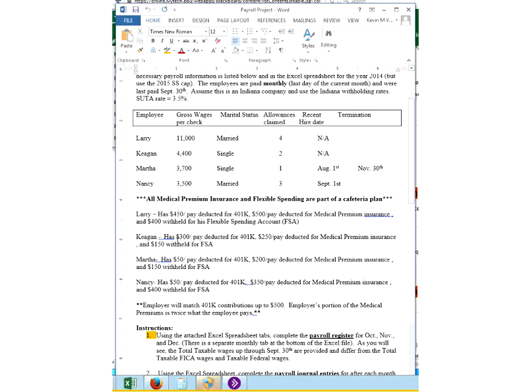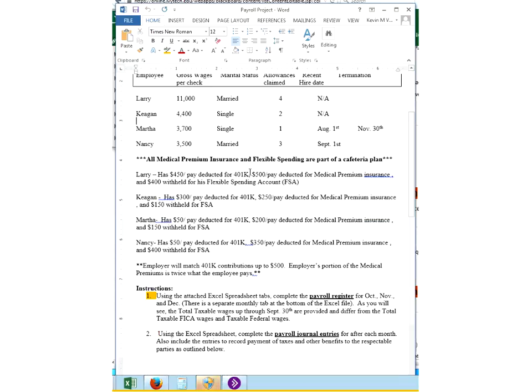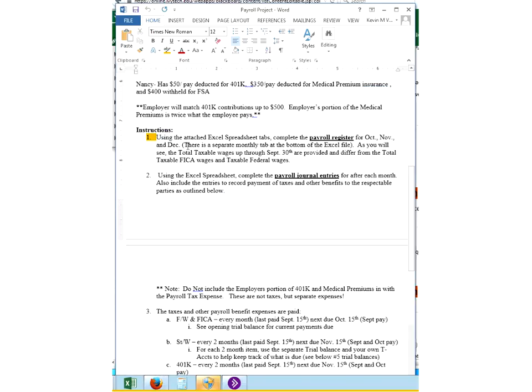Notice I made it pretty easy for the extra items that are taken out of each paycheck. It's not real complicated, just some 401ks, medical premiums, and flexible spending accounts.